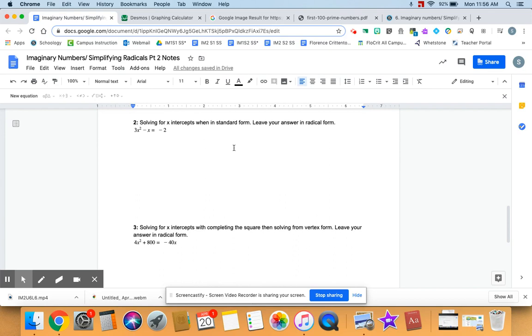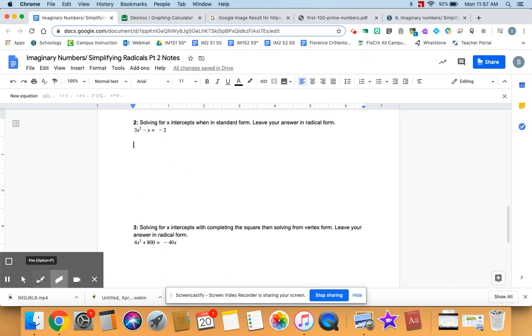Another way this can show up is they can say solve for x-intercepts when in standard form, leave your answer in radical form. So this is almost in standard form, but this is another way that makes this a little bit harder, because remember, to solve for x-intercepts, it means it's on the x-axis. And if you just quickly remember, if it's on the x-axis, it means that y is always going to be 0, because things on this line don't go up or down. And this does not equal 0, because remember, y is usually what you equal. This equals -2.